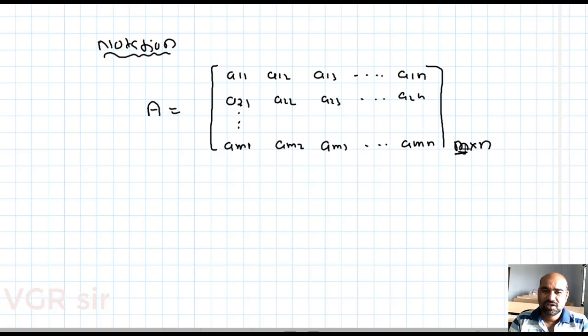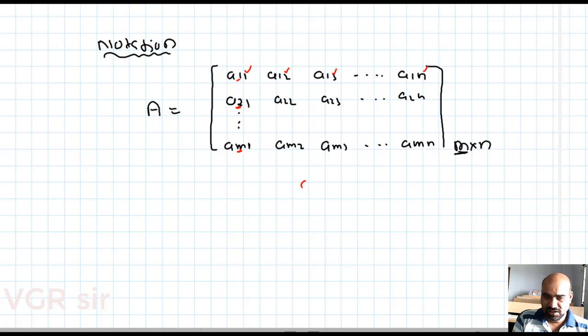So that's why m rows. Columns: first column, second column, third column, nth column. So n columns are there. First row, second row, mth row. So this matrix contains m rows and n columns.